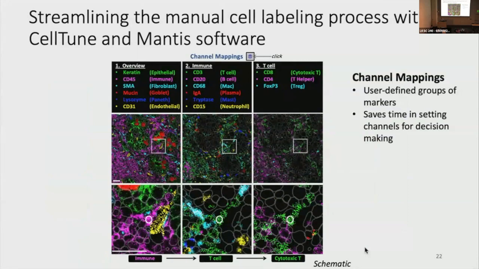A lot of times, if you're just starting from scratch, let's say you're not using CellTune, you just want to label some new data set. You have an overview group, which gives you an idea: is it an immune cell? Is it a tumor cell? Is it an endothelial cell? And then you say, oh, it's an immune cell here. So you have an immune panel that narrows the space down. So with like 3 clicks, we're able to quickly see, oh, it's a CD8 T cell.